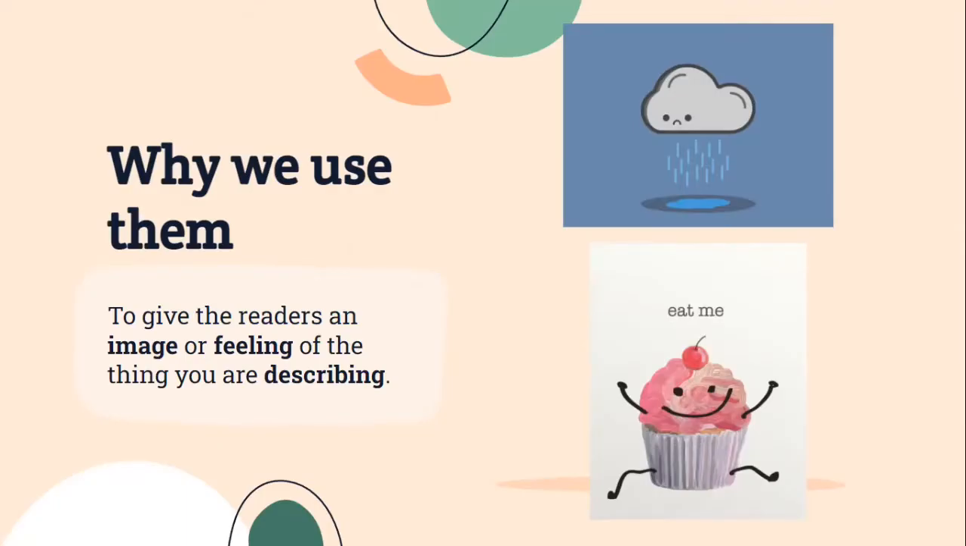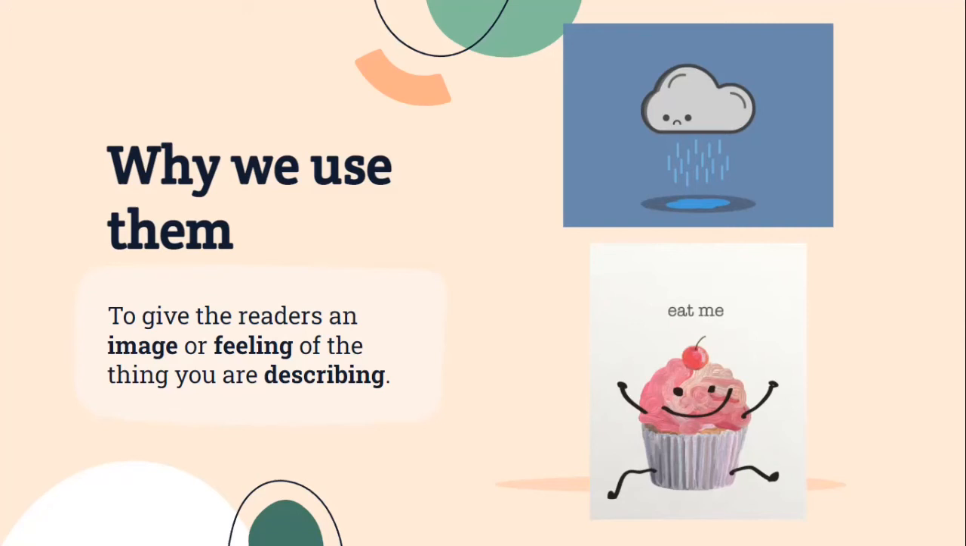Why do we use them? Well, we use them to give the readers an image or a feeling of the things you are describing. Imagine you're trying to explain something to someone that doesn't have all five of the senses. How would you describe it? For example, how would you describe a rainy day? Well, you might say, the weather is miserable outside. It creates an image of an angry cloud and therefore a bad feeling associated with it.